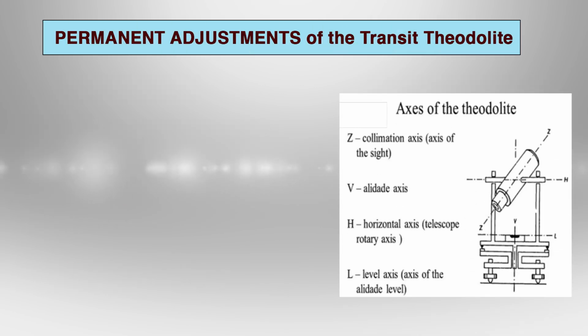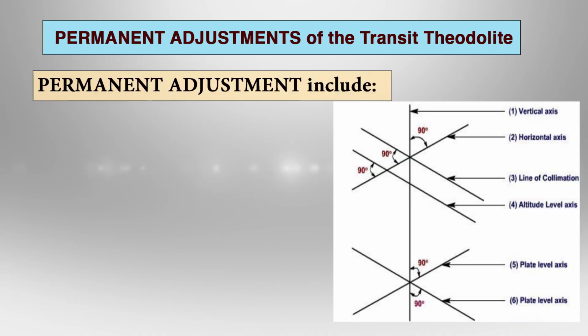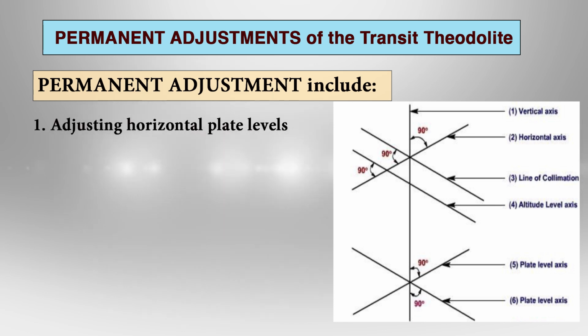Now, coming to the last part of this lecture, that is the permanent adjustment of the theodolite. The permanent adjustments are made to establish the relation between the fundamental lines of the instrument. Once made, they last for a long time. Permanent adjustment is, as I said, important for accurate observation. These adjustments include, first, adjusting the horizontal plate level.